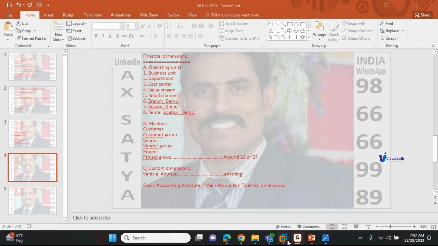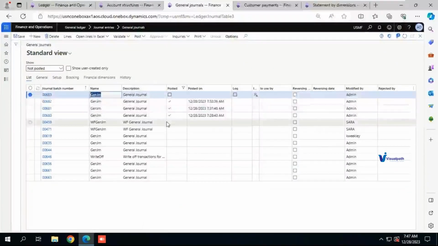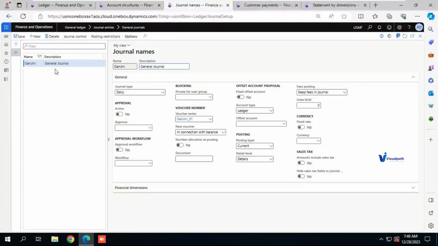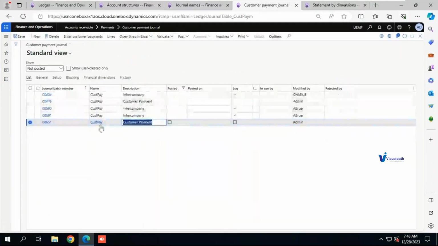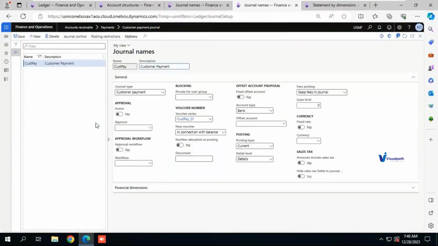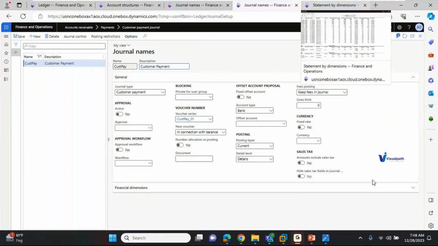Because you need to create a journal name. Whenever you are creating this, you are creating a journal name. This journal name is a configuration. It is a daily type, and if it is a customer payment, it is one journal name, customer payment. This is also general. So this is a configuration. You will understand more details about configurations exactly after 1 month.